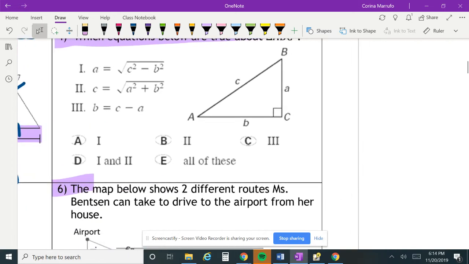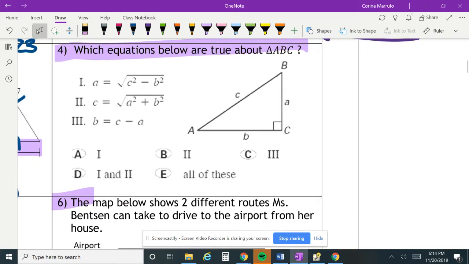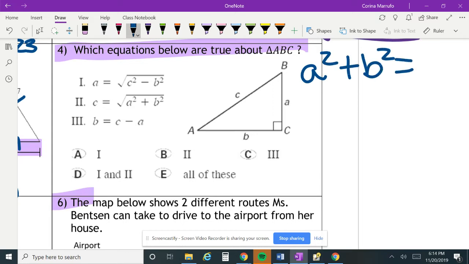All right, on the next one. So here it tells us which equation below is true about triangle ABC. So what we're going to do is a squared plus b squared equals c squared. So that's true. So this b equals c minus 8, that is not true. So this one says all of these, that would be a lie, and C cannot be our answer choice either. So we're going to go ahead and check A and C.